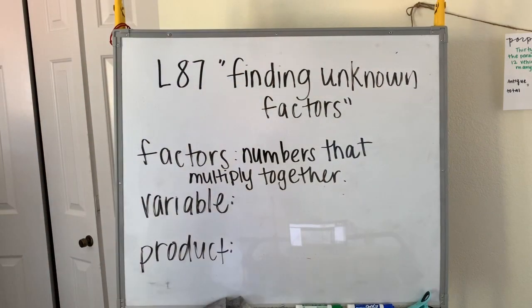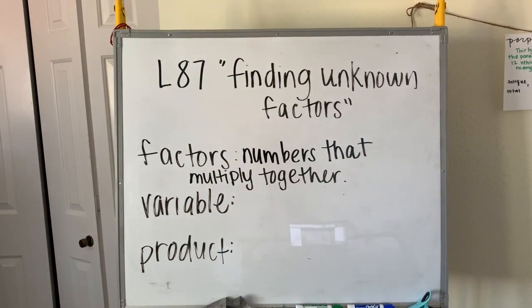So when we list the factors of a number, for example, the factors of 6, we could say 1, 2, 3, and 6. Because 1 and 6 multiply together to equal 6. And 2 and 3 multiply together to equal 6.